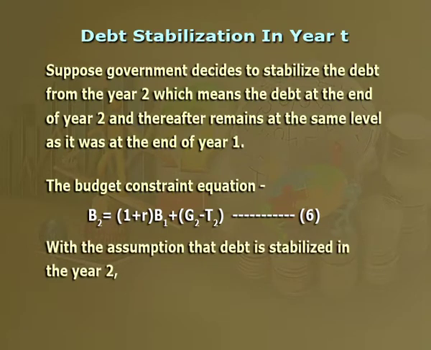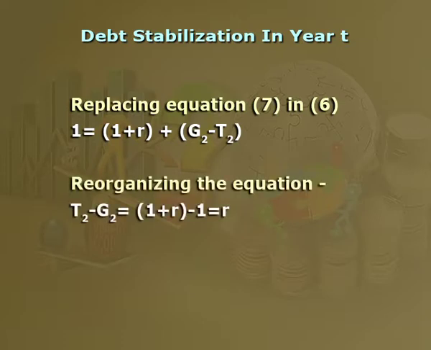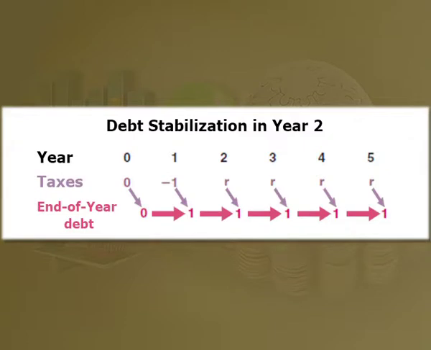With the assumption that debt is stabilized in the year 2, we get our equation number 7, which is B2 is equal to B1, which is nothing but equal to 1. Replacing equation 7 in 6, we get 1 plus R plus G2 minus T2 is equal to 1. Reorganizing the equation, we get T2 minus G2 is equal to 1 plus R minus 1, which is nothing but equal to R. The path of taxes and debt is shown in the figure.